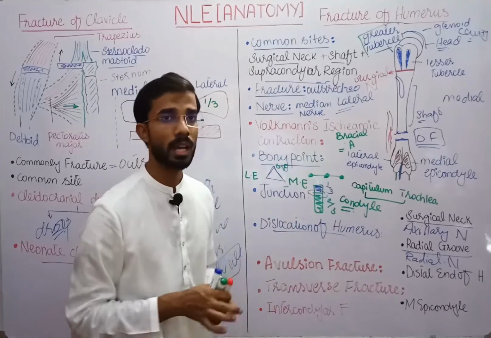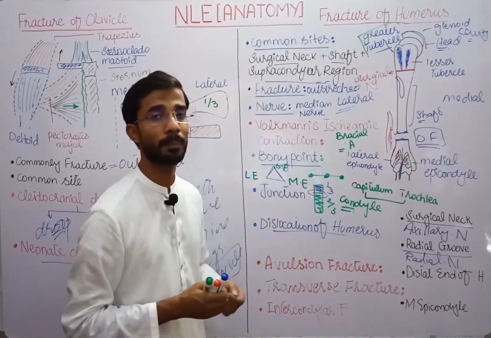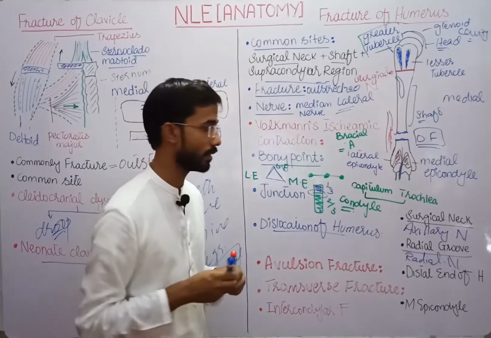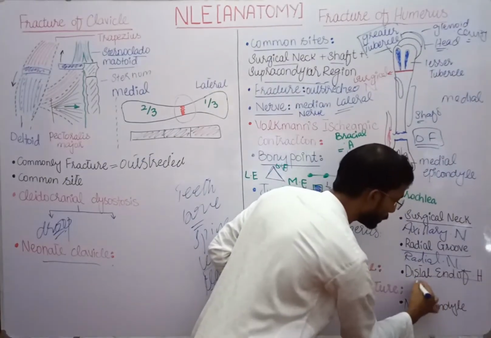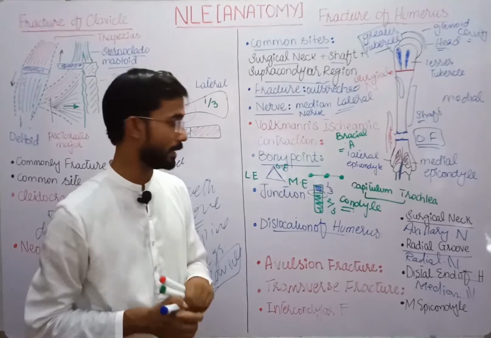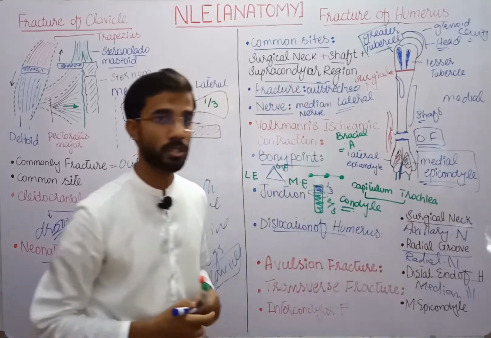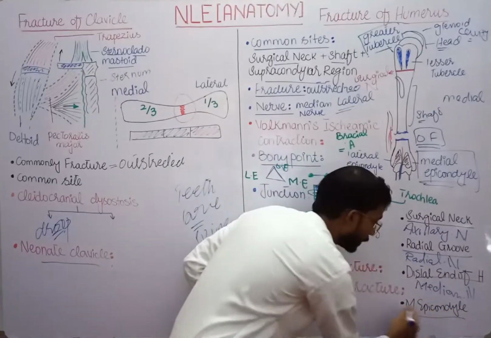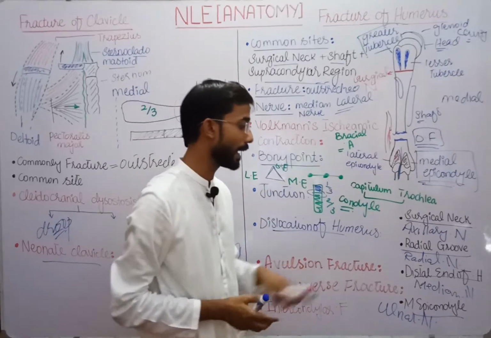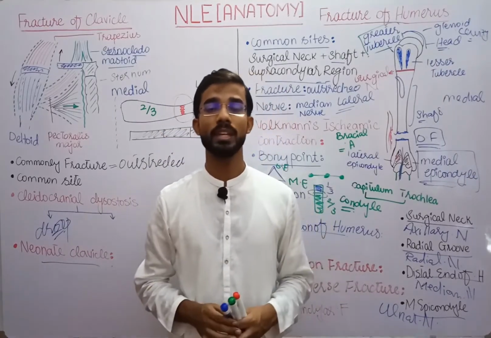If the distal end of the humerus, here is the distal and this is the proximal end. Proximal means towards the center of the body, and away from the center of the body is the distal part. If the distal end of the humerus is fractured, then the nerve injured will most likely be the median nerve. And if the medial epicondyle is fractured, then the ulnar nerve will get injured. So this is all about the fractures of the clavicle and the humerus.